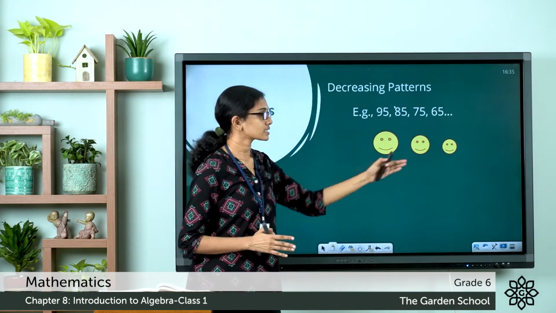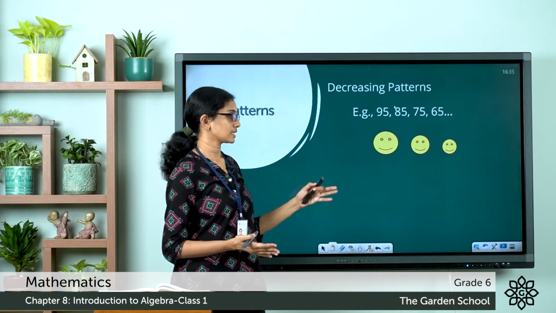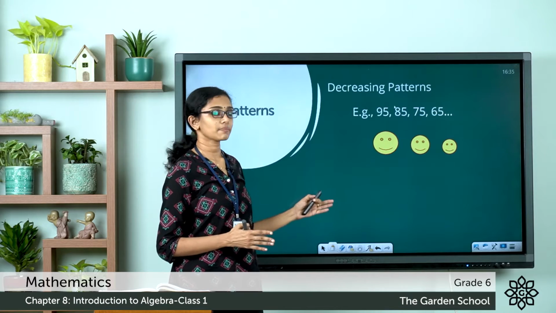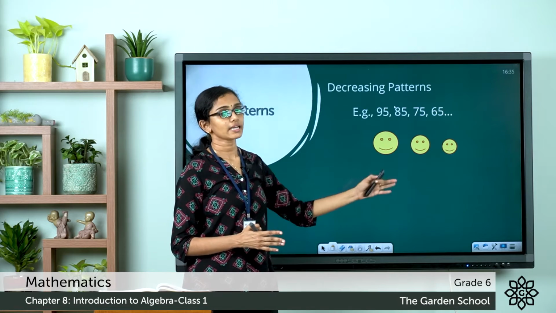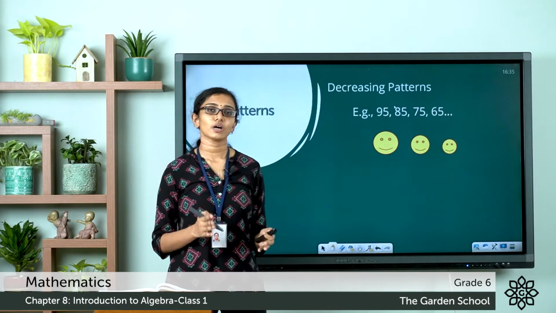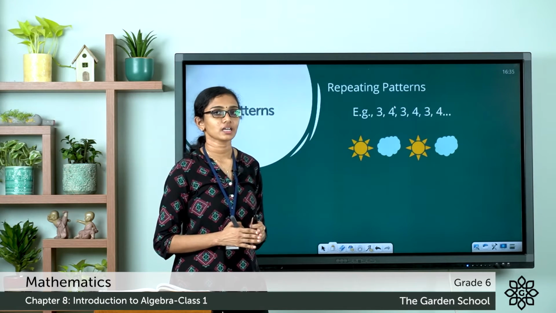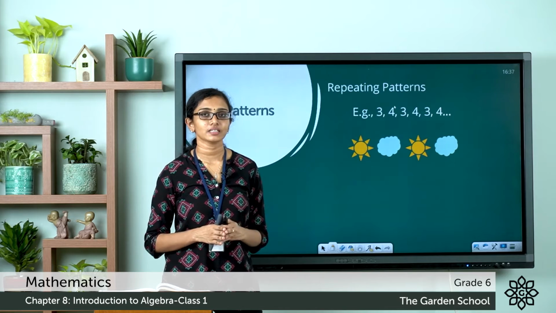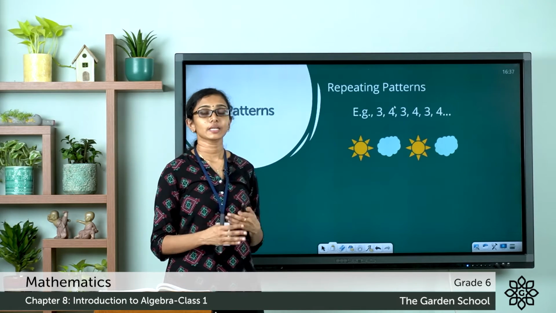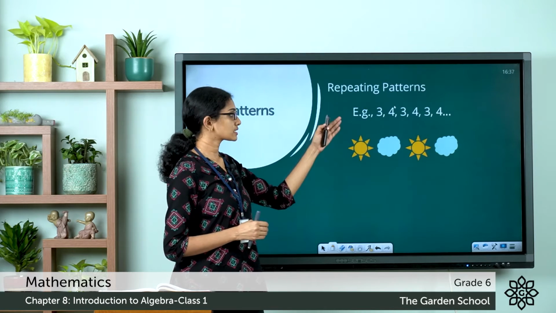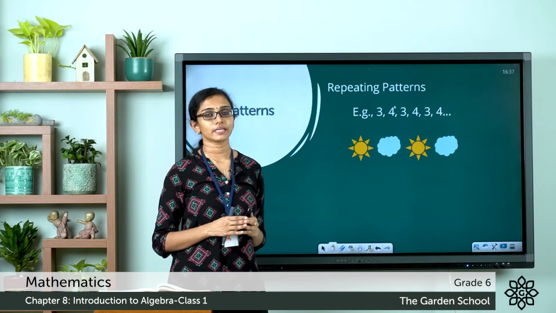And here there is a decreasing pattern which uses symbols. You can see the size is getting decreased. So in a decreasing pattern, the value or the size gets decreased. So now let's see examples for repeating patterns. So as the name suggests, in a repeating pattern, the numbers or the symbols repeat again and again based on a pattern rule. Here you can see two examples for repeating patterns.